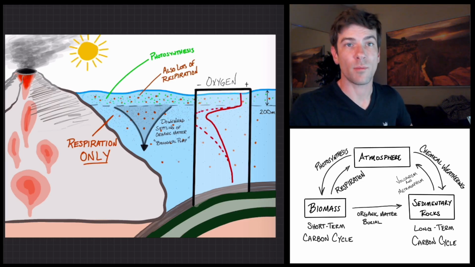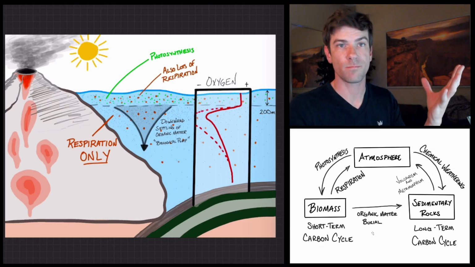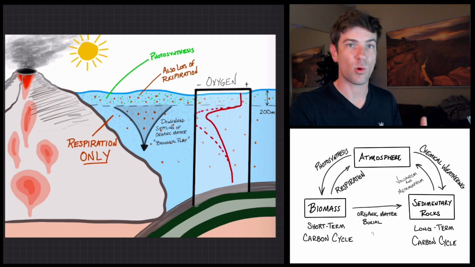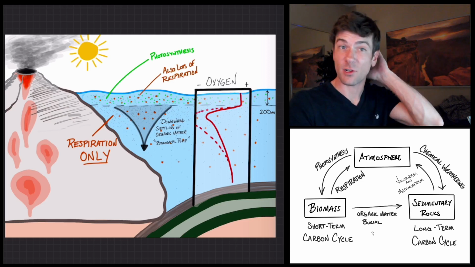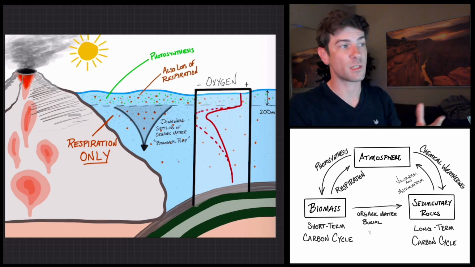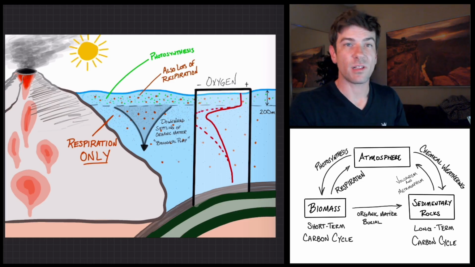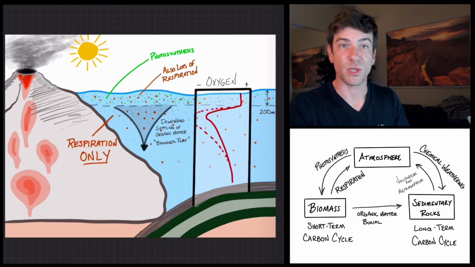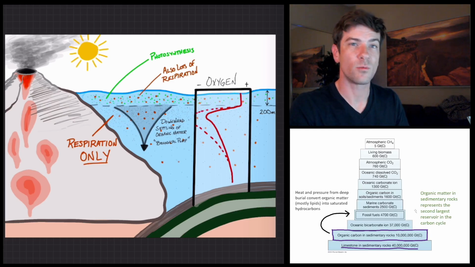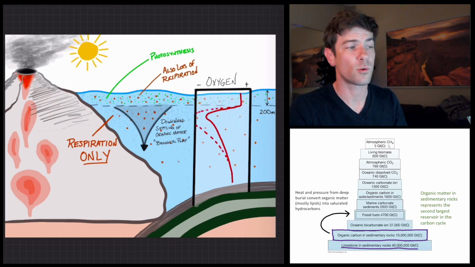sink for carbon dioxide. Sink means that's where it takes it out. It's a really important export for atmospheric carbon dioxide. If you can fix atmospheric carbon dioxide into organic matter through photosynthesis, and then bury that organic matter in the sedimentary rock reservoir through organic matter burial, then you have it locked away for millions to potentially billions of years.